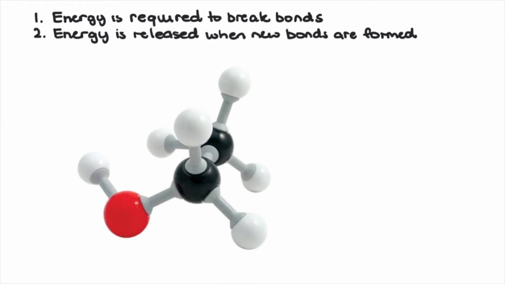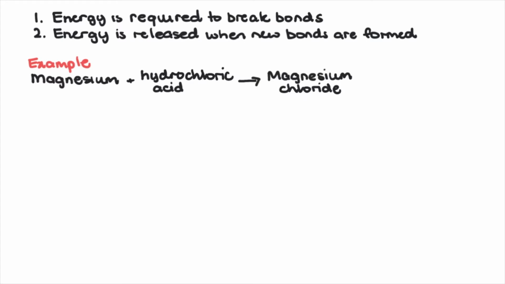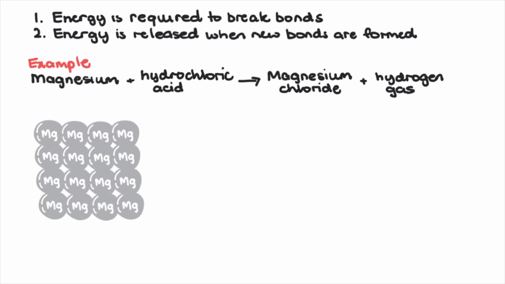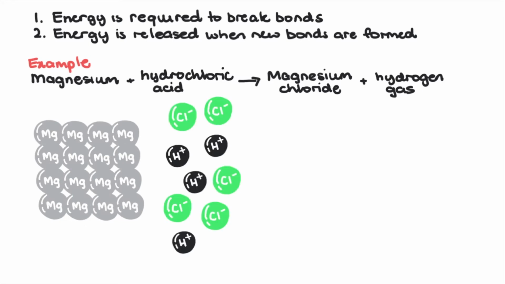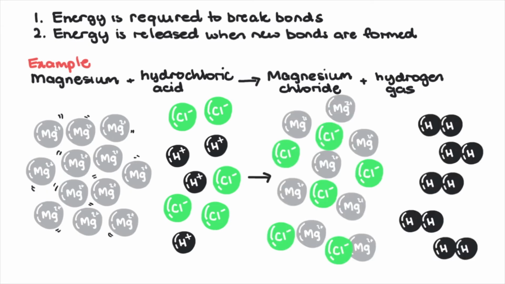So for example, when you place a magnesium strip into hydrochloric acid, it produces magnesium chloride and hydrogen gas. However, before the magnesium is able to react with the hydrochloric acid, the particles that make up your magnesium strip are held together tightly, and for them to be rearranged and interact with the hydrochloric acid, it will require some energy to pull it apart. Then when magnesium chloride and hydrogen gas are produced, energy is released when these new bonds are formed.